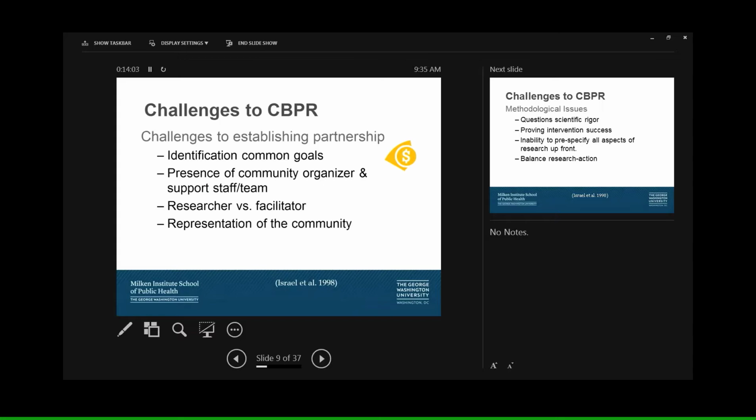So, challenges to establishing a partnership: identification of common goals, a presence of a community organizer and support team. That's a big one in my view. And the researcher versus the facilitator, so the expectations of the role, the expert coming in and feeling like he or she is an expert as a researcher, which might put off some of the community partners. And the representation of the community is also key.